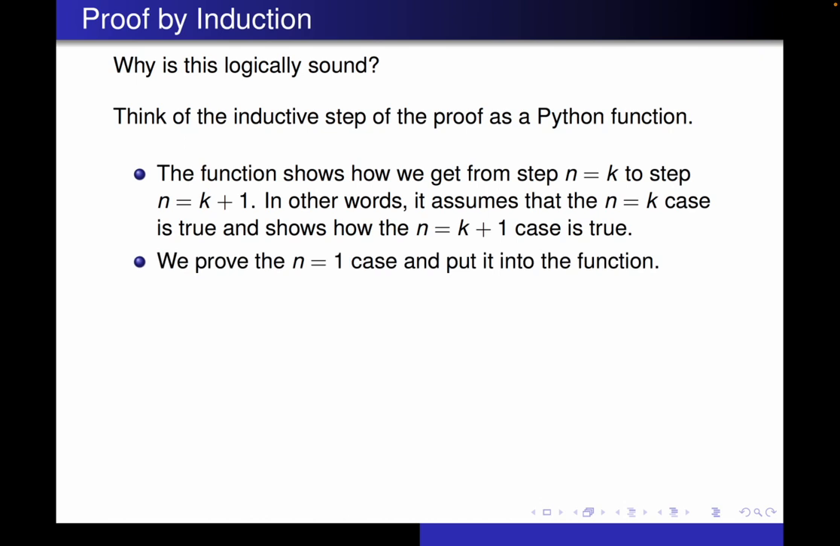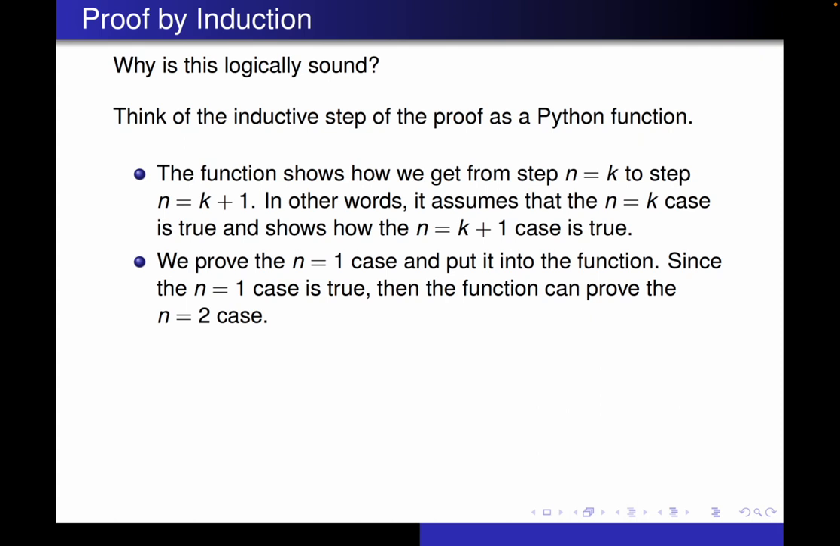So then what we do is, once we have that function that tells us that as long as the n equals k case is true, I can prove that the n equals k plus 1 case is true, then you prove the n equals 1 case independently and put that into the function. Now that n equals 1 case is a true case. The function tells you how to get from the n equals 1 case, now our k equals 1, to the n equals 2 case. That will prove that the n equals 2 case is true.